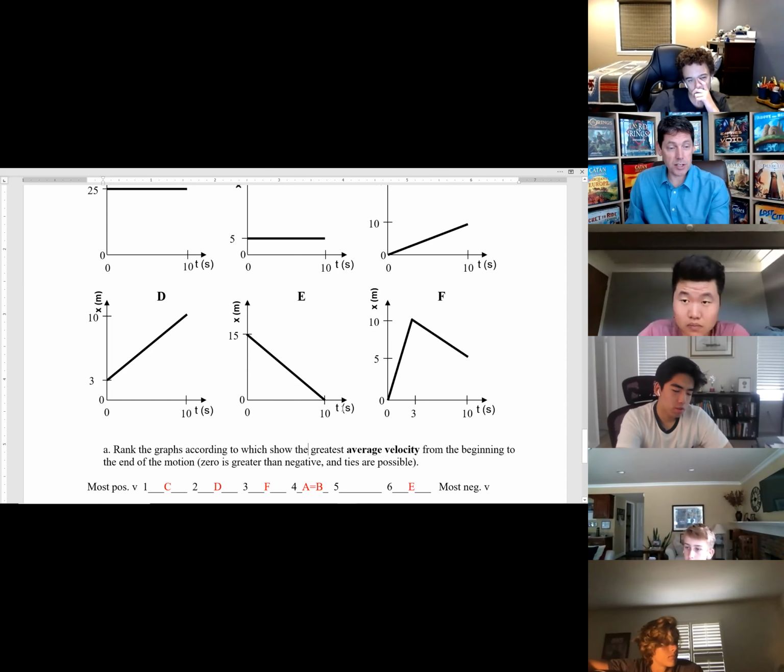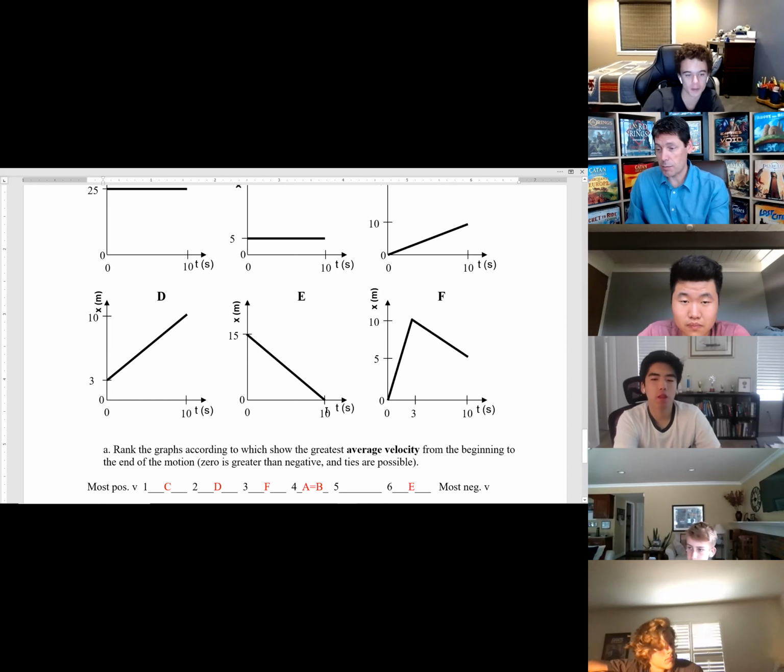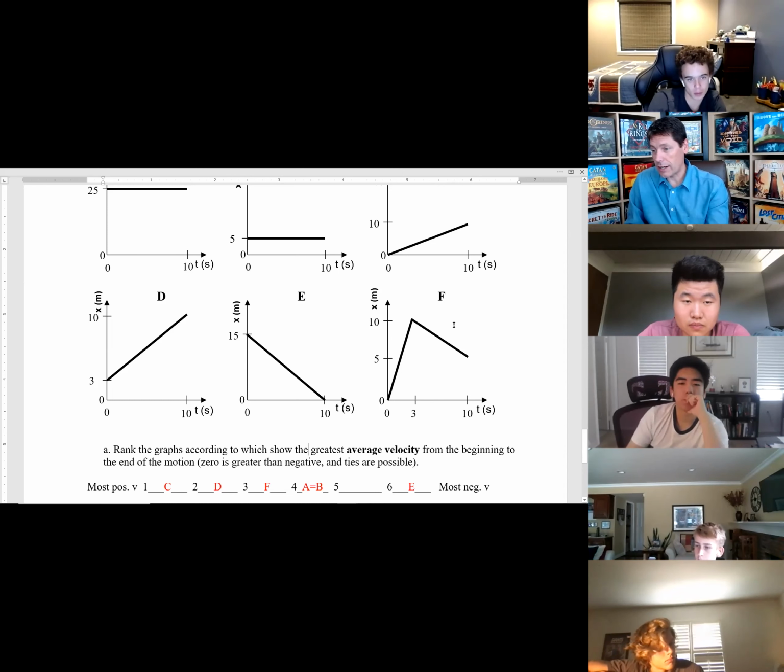So if we think about change in position, it's final position minus initial. So 0 meters minus 15. So we get a -15 change in position divided by 10 seconds. All right. For letter F, somebody else, what is the average velocity for object F?